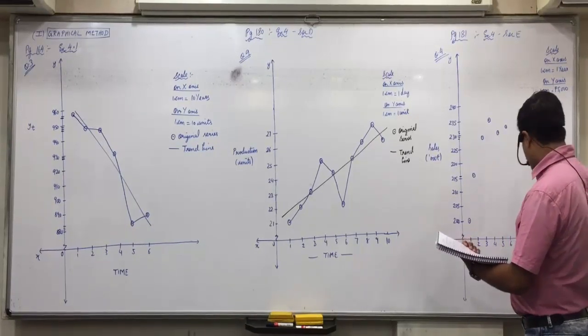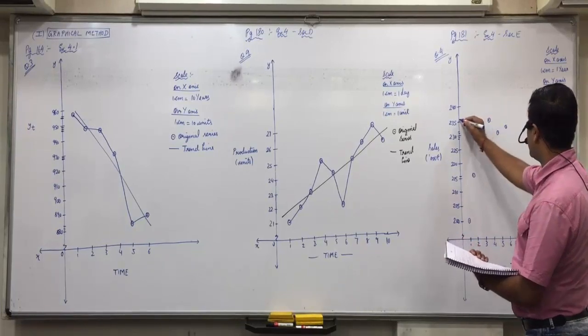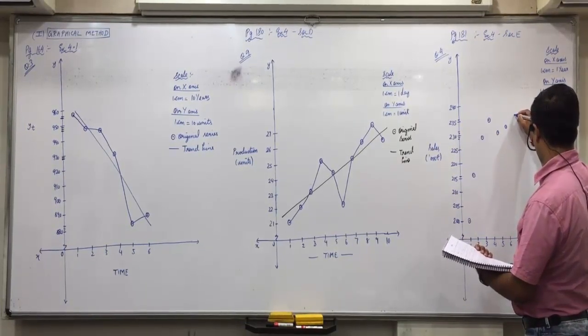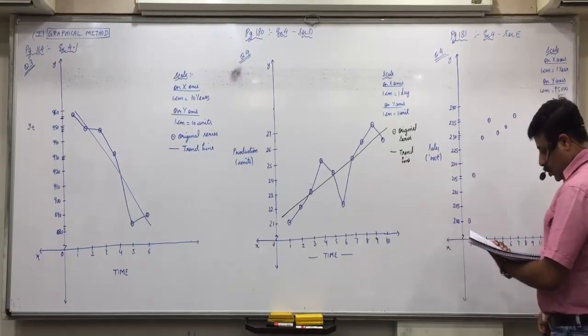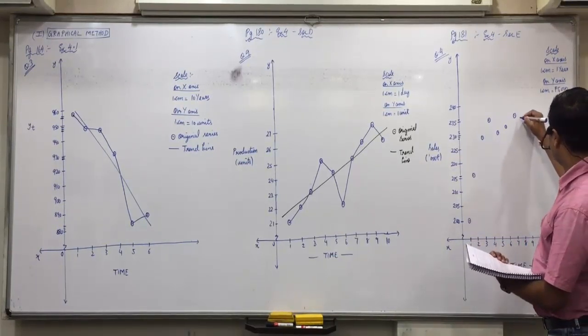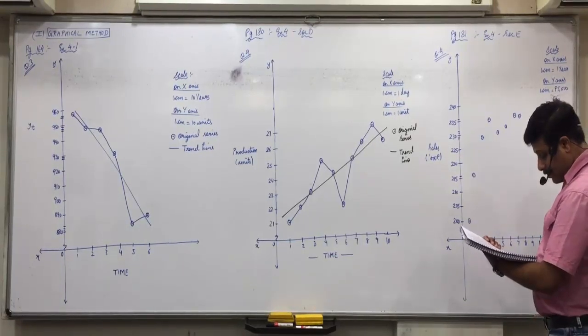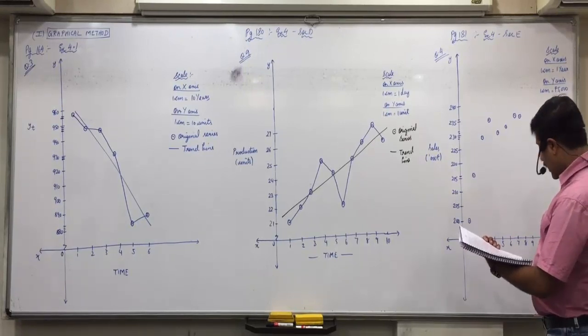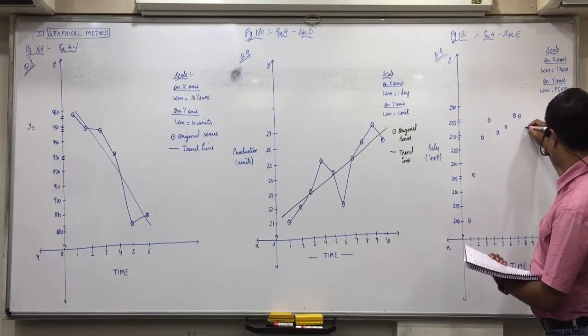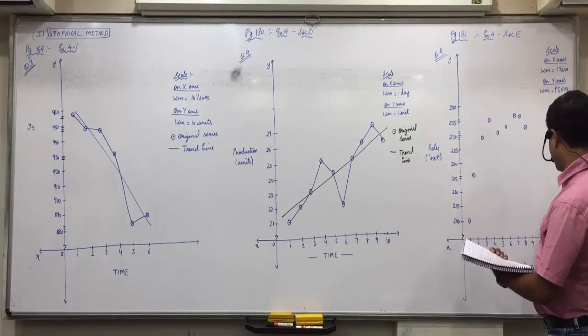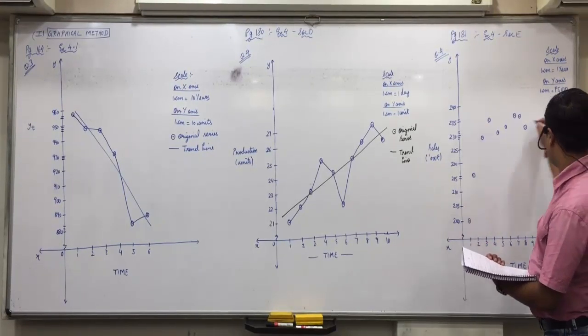Then 236 in seventh year. So after 235, 236. Then 235 again in 8th year. Then 230 in 9th year. And 233 in 10th year. So after 230, 31, 32 and 33.